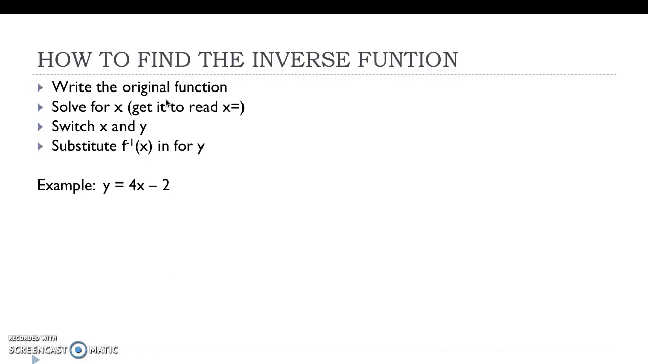So for this example, we have y equals 4x minus 2. We have to solve for x first. So we add 2. We get y plus 2 equals 4x. Then we have to divide by 4. So we get (y plus 2) over 4 equals x. We write that as (x plus 2) over 4 equals the inverse of f of x. So we switched x and y and changed y to the inverse.